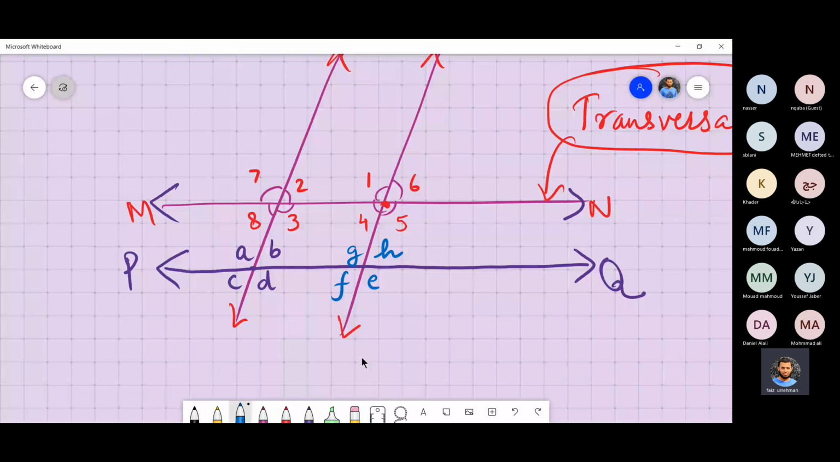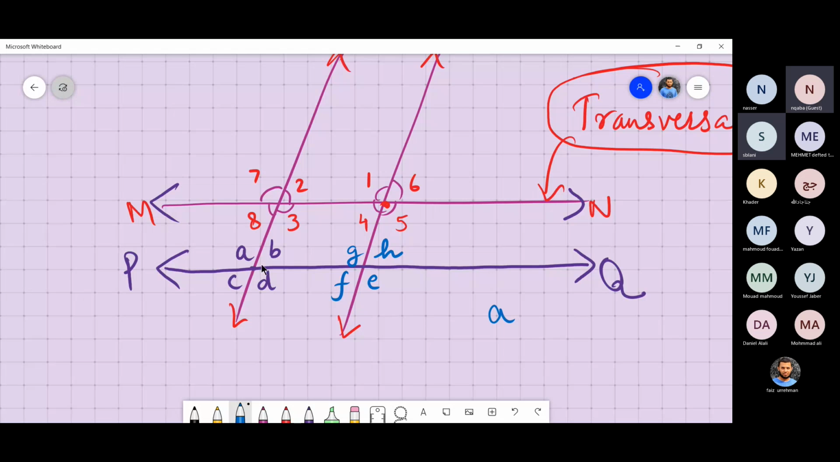Okay. What is the corresponding of angle A? How many corresponding angles can you tell me? There are two corresponding angles of A. G and 7. Exactly. If you see on the right side, Sablani, did you understand?